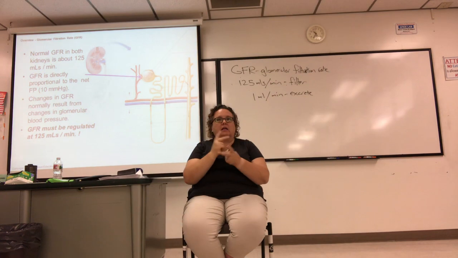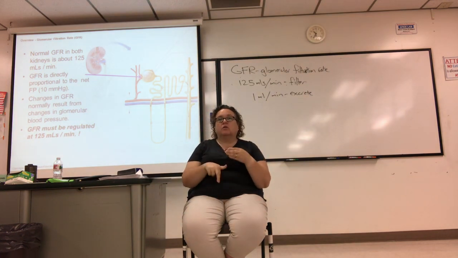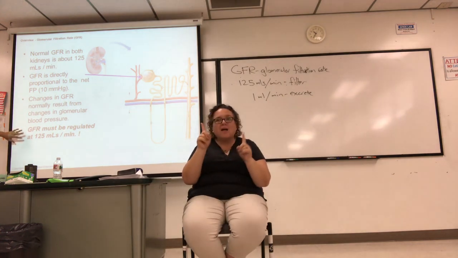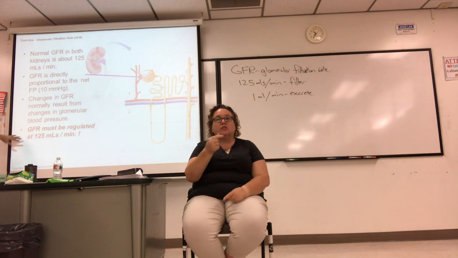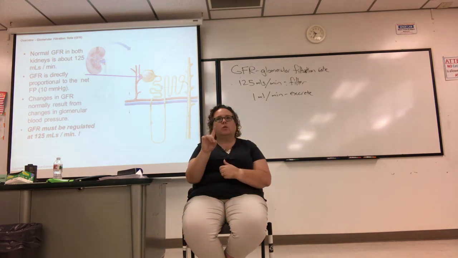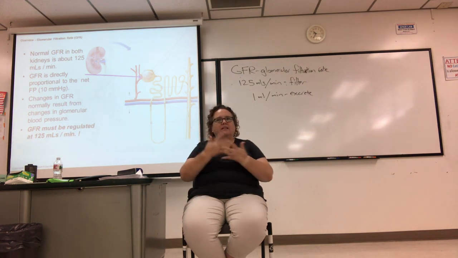Changes in GFR normally result from changes in glomerular pressure. However, what I want to teach you is how that usually doesn't happen. GFR is usually well regulated at 125 mils per minute. You don't want to mess with your fluid balance at the kidney because it filters so much. You want to keep it constant. And that's basically what we teach students, how to regulate GFR at the kidney.